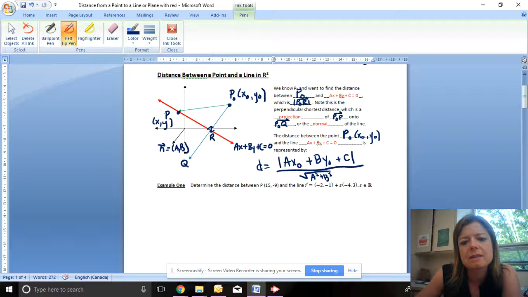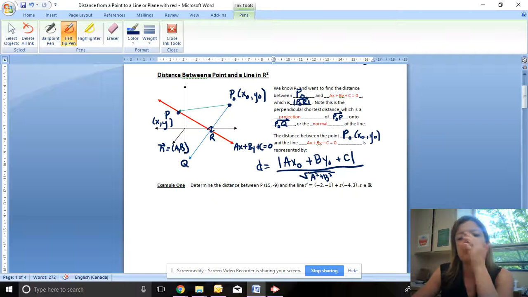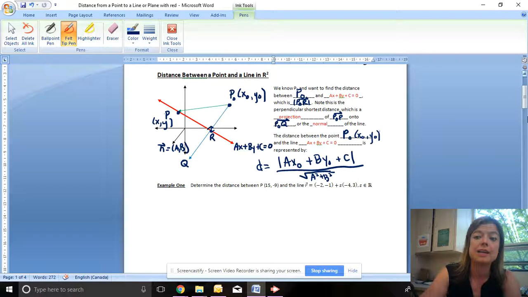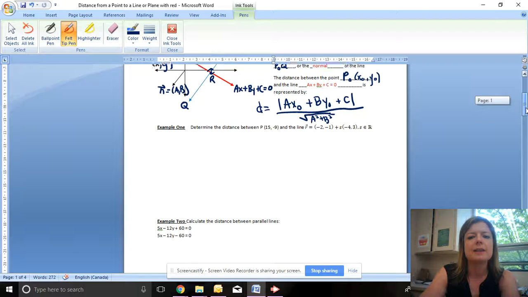Okay, so this is the formula: the absolute value of A x0 plus B y0 plus C, divided by the square root of A squared plus B squared. A, B, and C are from the Cartesian equation, and x0 and y0 are the point in question. So let's apply this.